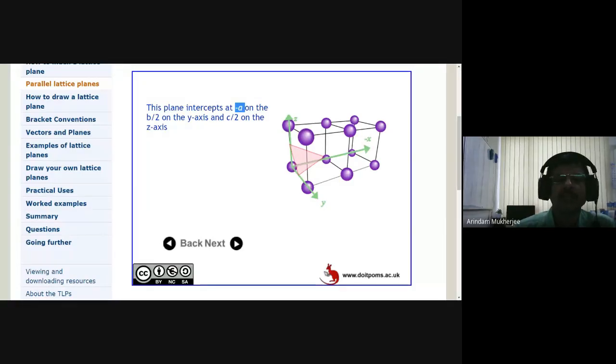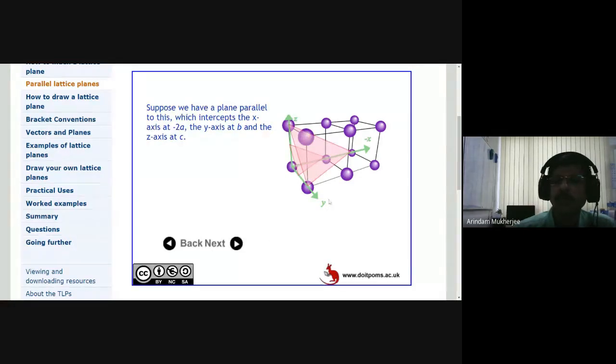So -a. And then b by 2, because it is half here. Along y is b, so b by 2. And along z it is half of the z, that means c by 2. That's what you have. So you have -1, half, and half, right? If you take the reciprocal, it will be 1 bar, 2, and 2. So it's a 1 bar, 2, 2 plane. Fine.